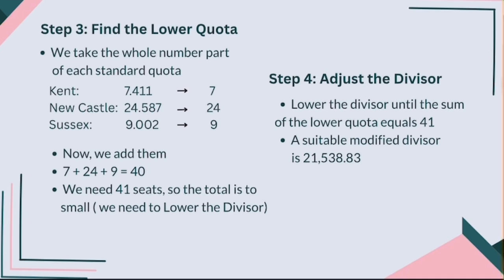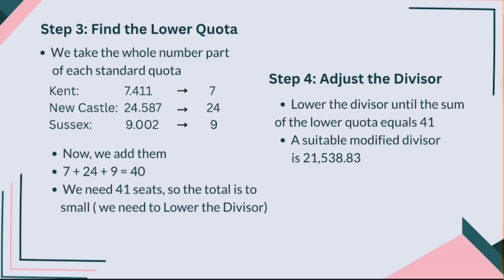Step 3. Find the lower quota. We take the whole number part of each standard quota. Kent is 7.411, so 7. Newcastle is 24.587, so 24. Sussex is 9.002, so 9. Now we add them up: 7 plus 24 plus 9 equals 40. We need 41 seats, so the total is too small. We need to lower the divisor.